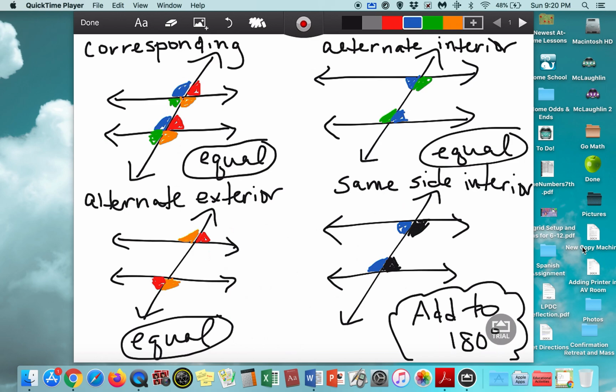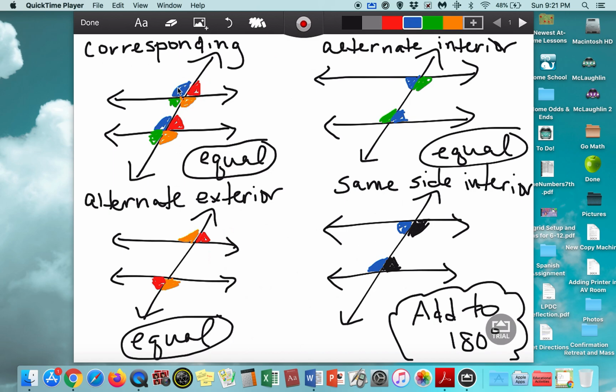Okay, we're going to talk a little bit more about transversals, or parallel lines being intersected by another line. You already worked on some of this last week. Okay, so to recap a little bit, this picture is showing you corresponding angles.